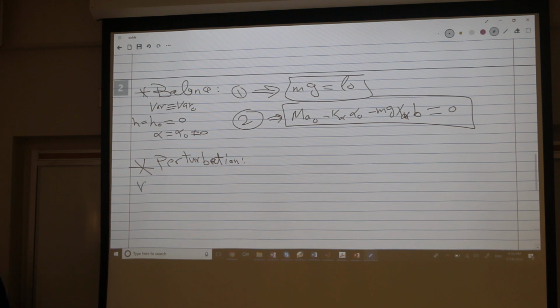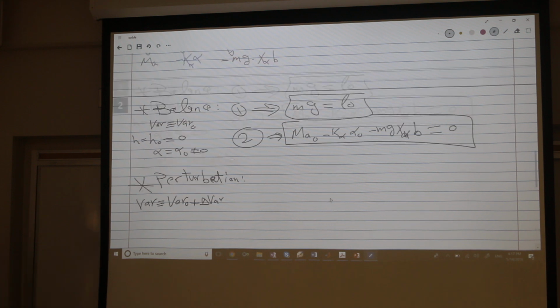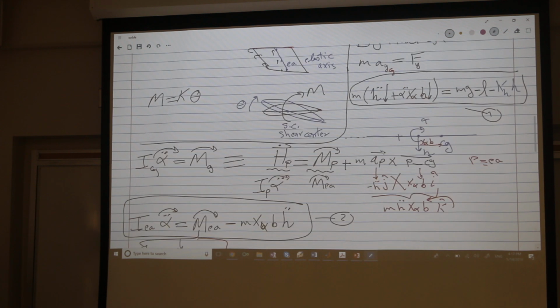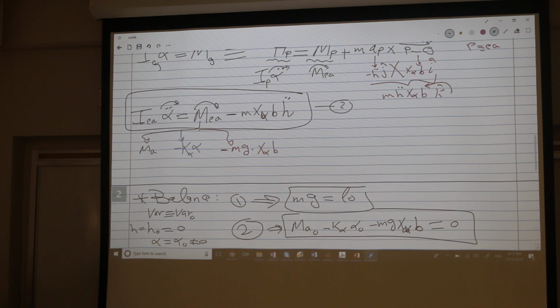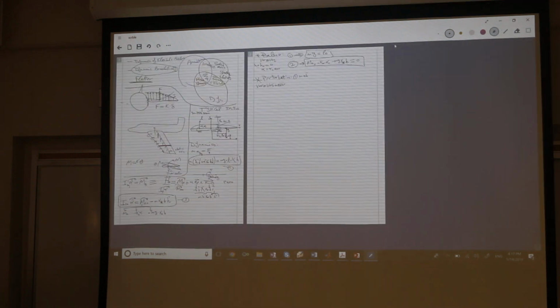So for a perturbation, we replace each variable by variable naught plus delta variable, and we know that the delta is small. So we will go to this equation and replace each thing by naught plus delta. And remember that L naught is equal to mg, so it will go away. So you will have what from here? You will have mass times delta h double dot. Can you see it in the same thing?